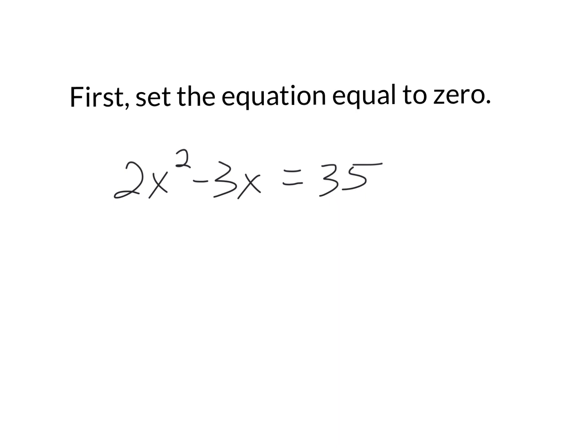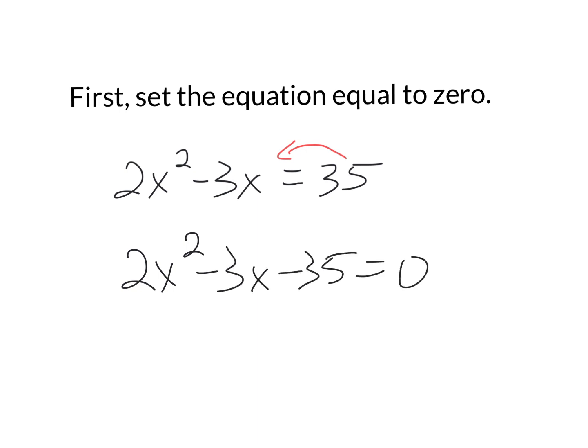We're just leaving the minus 35. So a shortcut is just to think about moving a term to the other side of the equation and changing its sign. So if it was positive, it becomes negative. If it was negative, it becomes positive, okay? So let me just write it out like that. So what we would do here, again, is we would just move the 35 over. And now my equation would say 2x squared minus 3x minus 35 equals 0.